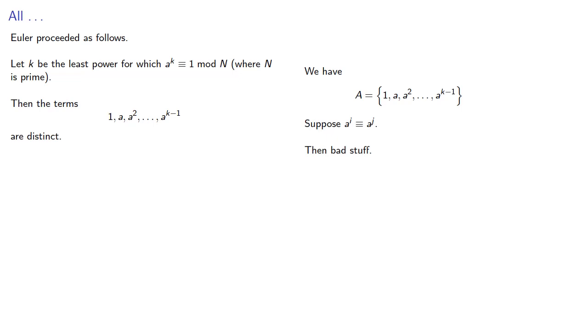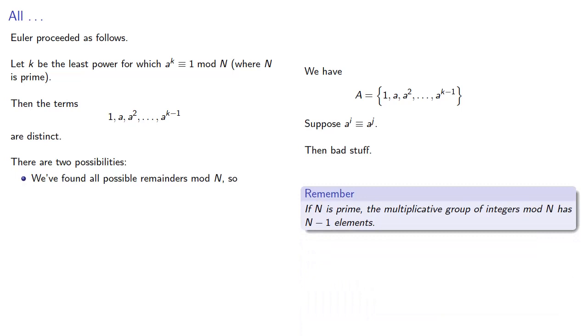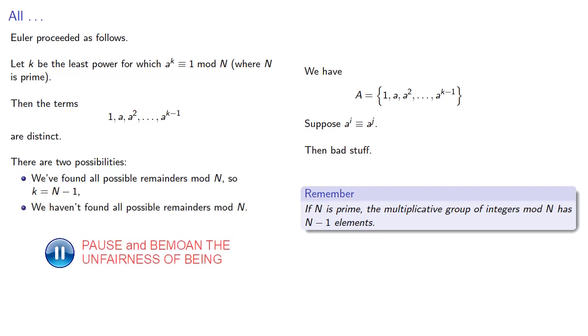However, here's the important thing. There are, at this point, two possibilities. Either we've found all possible remainders mod n, and remember, if n is prime, the multiplicative group of integers has n minus 1 elements, so that means k is equal to n minus 1. Or we haven't found all possible remainders mod n.